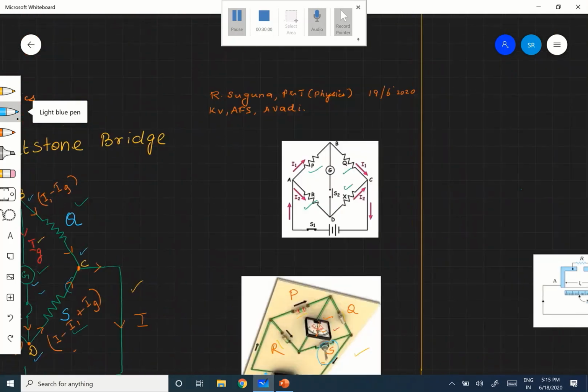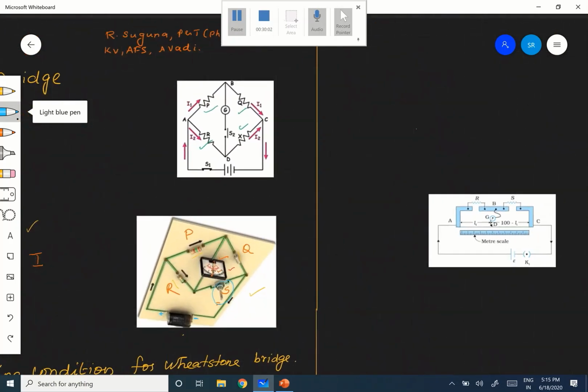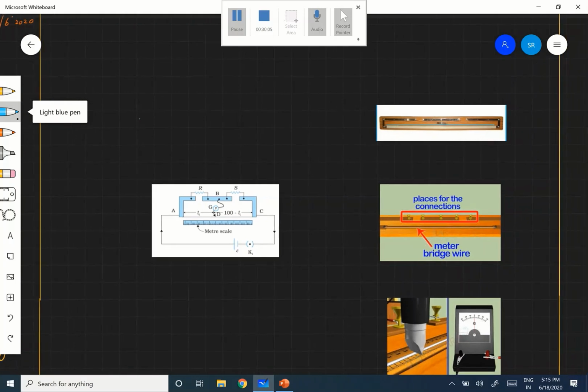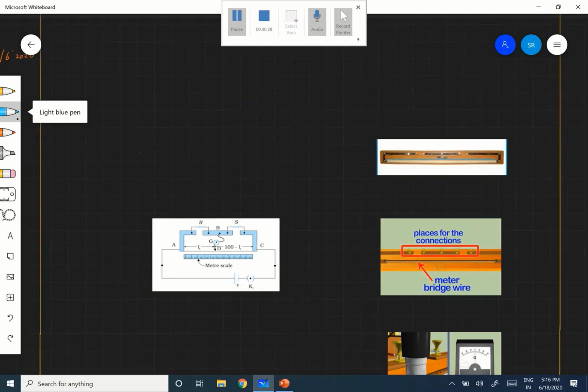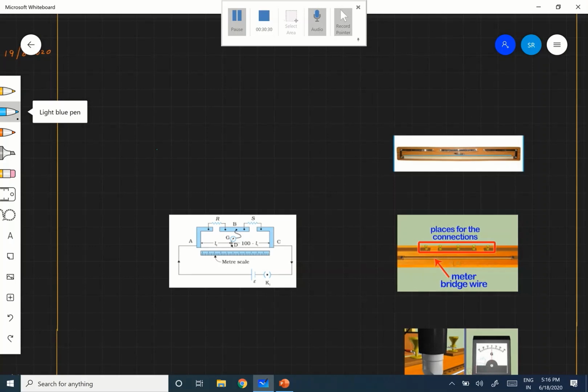Now the next topic, a very, very important topic: the application of Wheatstone's bridge. We are going to see where we apply it in practice, because I told you it is meant for measurement of unknown resistance. This is one of the experiments included in your curriculum practicals, so now we'll see what it is.